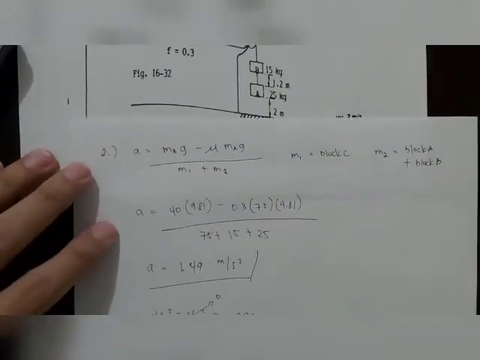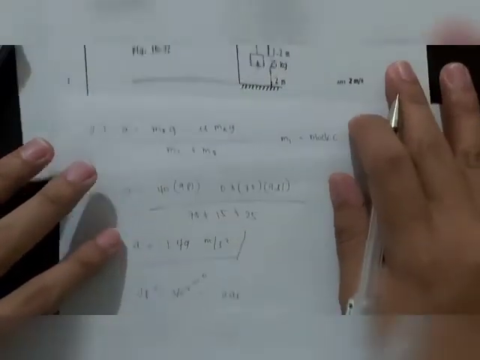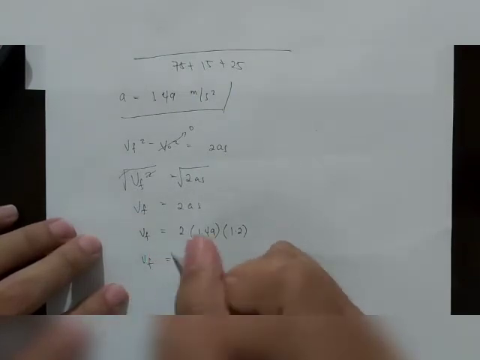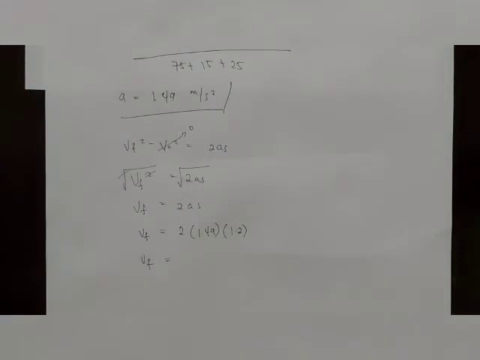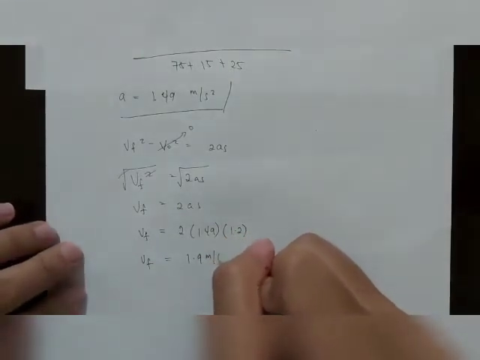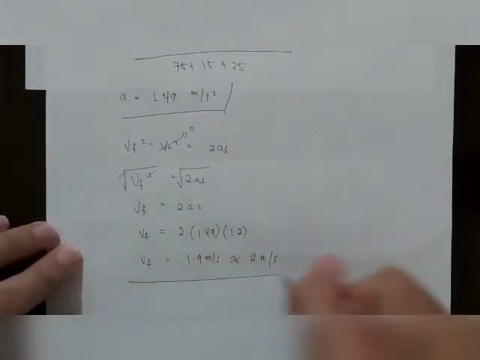Okay. 1.2 meters. So we have velocity is equal to 1.9 meter per second, or approximately 2 meter per second.